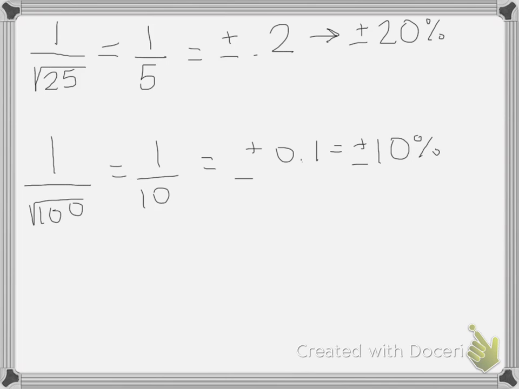So, due to the larger sample size of 100 instead of 25, the margin of error will shrink and the data will be more accurate.